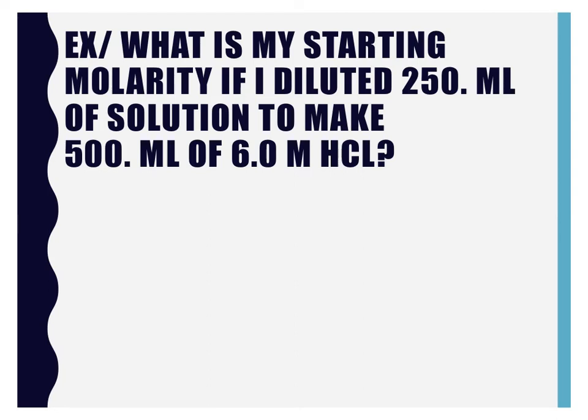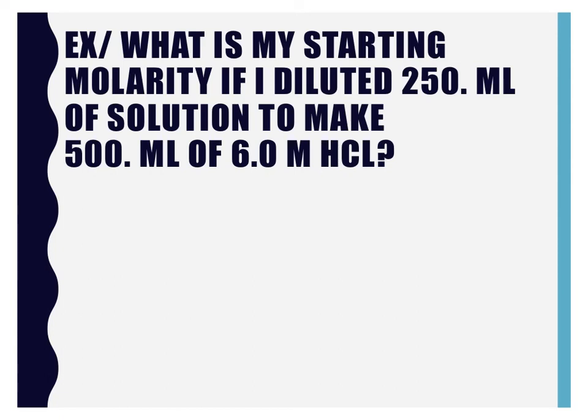Okay, so let's look at this one. We have 250 milliliters of solution, and it now needs to be 500 of 6. So I have to do this a lot in your lab. The chemicals come in certain molarities, and I have to water them down to get what I need. So if I need 6 molar in the lab and I need 500 milliliters, I need to be able to figure out how much to get in a different strength on here.